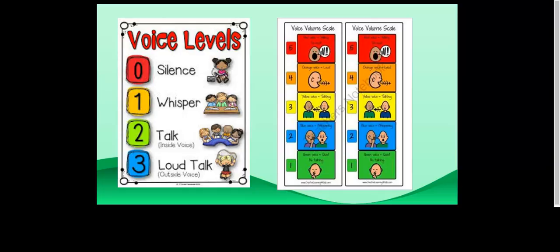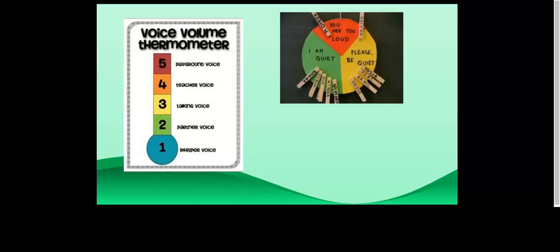We talked about the voice level charts. Here are some different examples of voice level charts. On the left is one that is a little more juvenile for the younger grades: silence, whisper, talk, and loud talk. The one on the right covers some other levels. This one also includes a little bit more of partner talking. I would encourage you to use one that works with the language that you use within your own classroom.